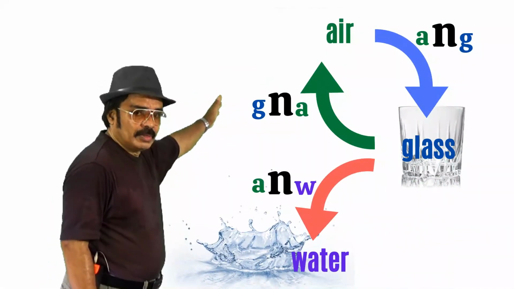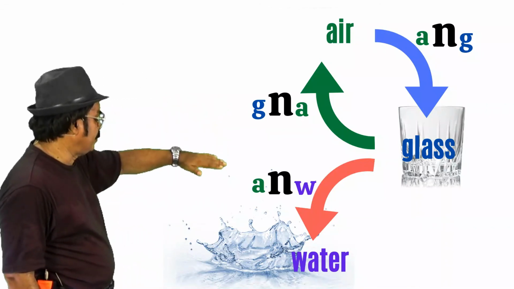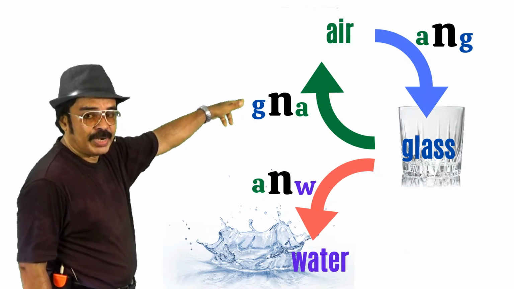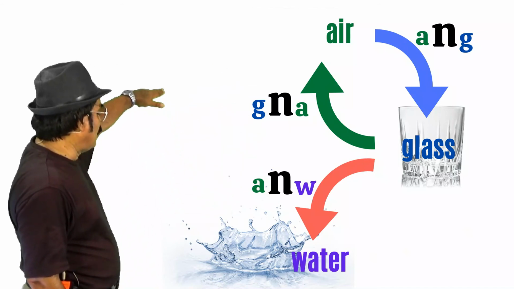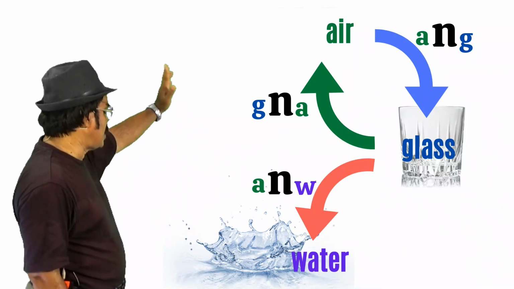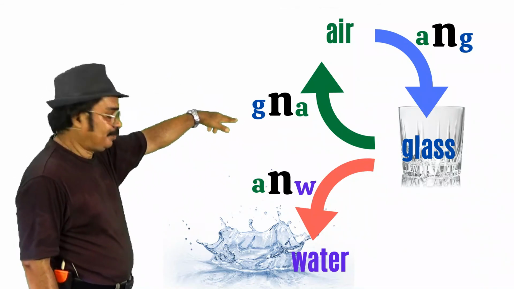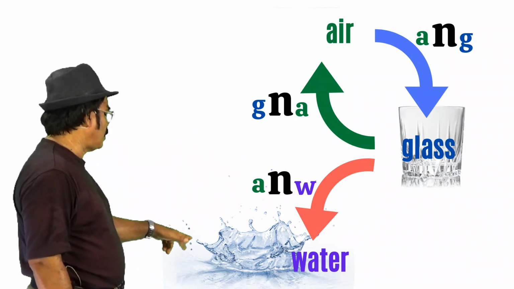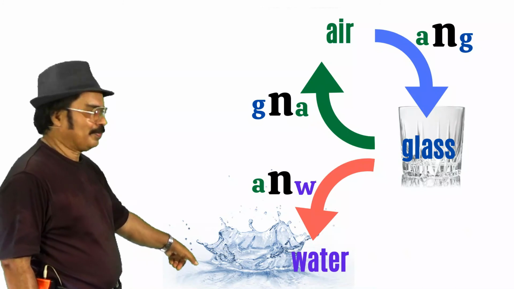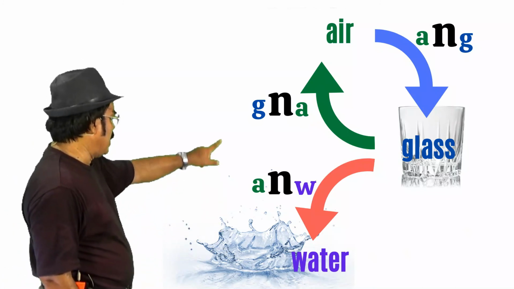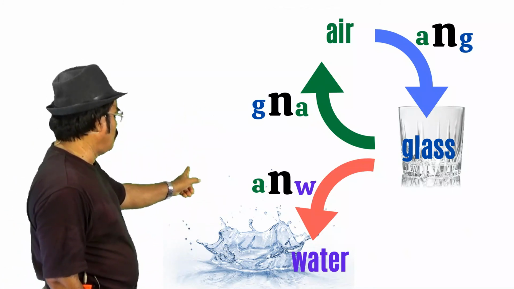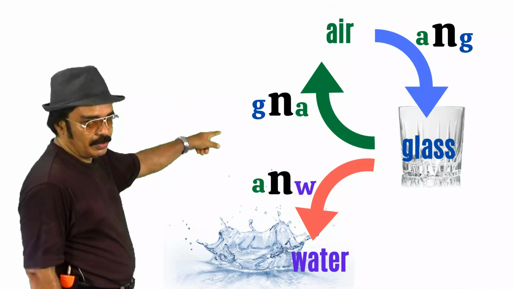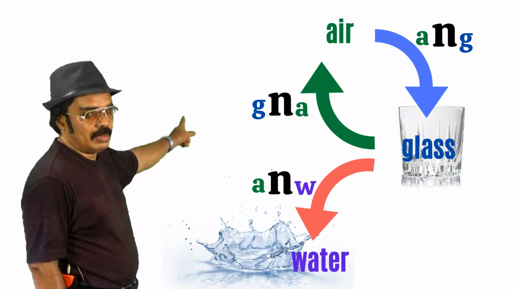Look at that. Light going from air to glass, so then we say aNg, refractive index. And the light going from glass to air, so then gNa. Light going from glass to water, so that is wrong, a mistake done. When light goes from glass to water, that should be gNw. I have written aNw, but it should be gNw.